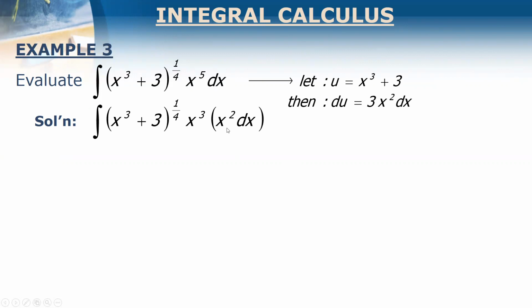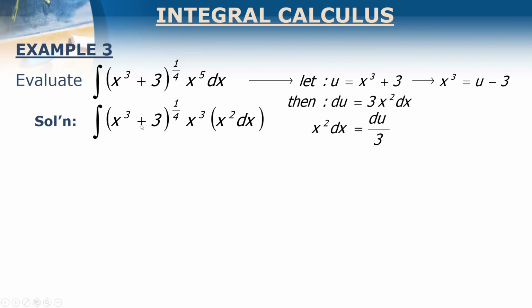So we have x squared dx, and that's okay. What remains is x cubed. We can solve for x cubed here: x cubed is u minus 3. And then the x squared dx, we replace that with du over 3.